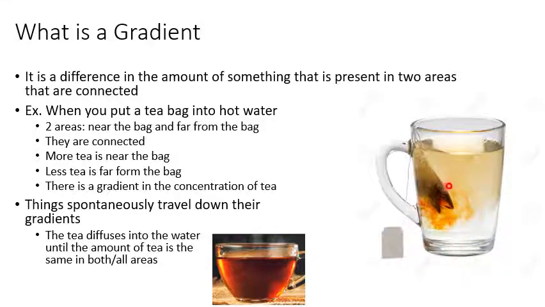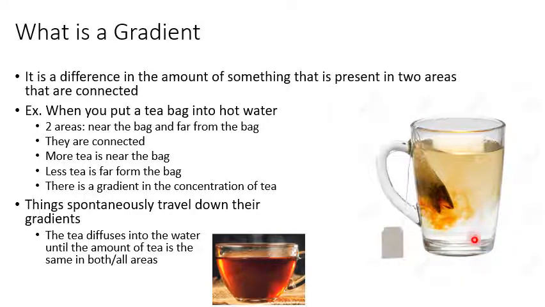Most of the tea is right by the tea bag, so you have a lot of tea there, and you have very little tea further away from the tea bag. You can tell because it's clear. So this means you have a gradient here, where you have a lot of tea by the bag and a little bit of tea away from the bag. That gives you a gradient.